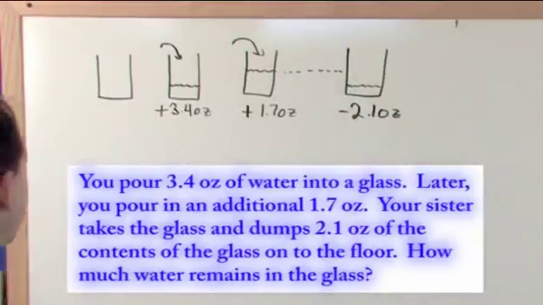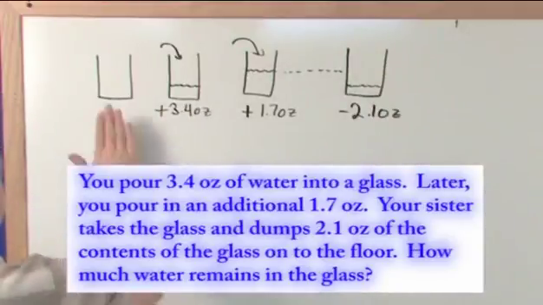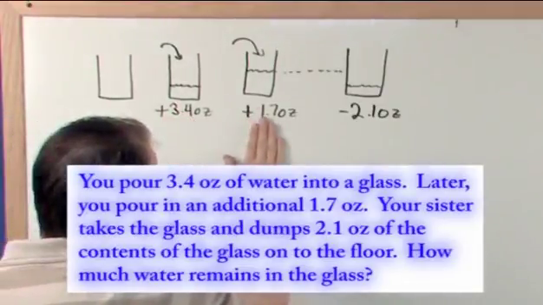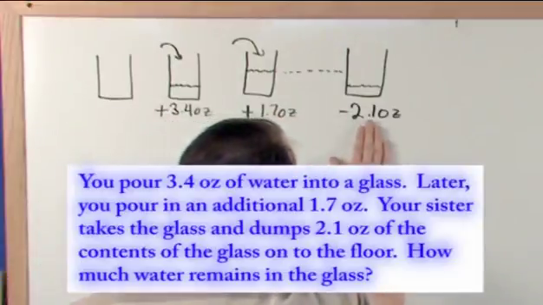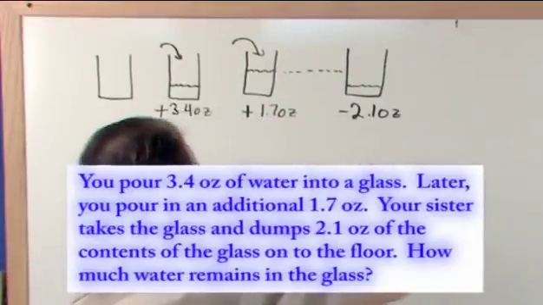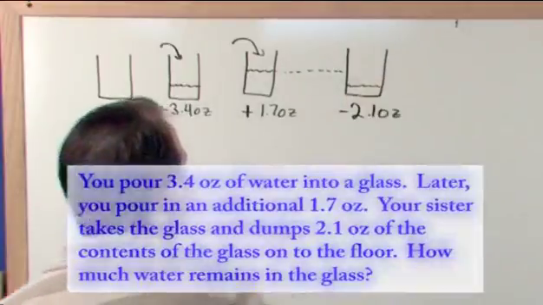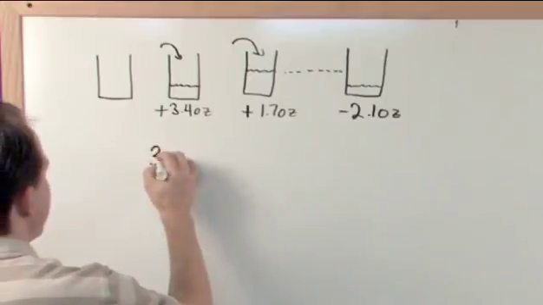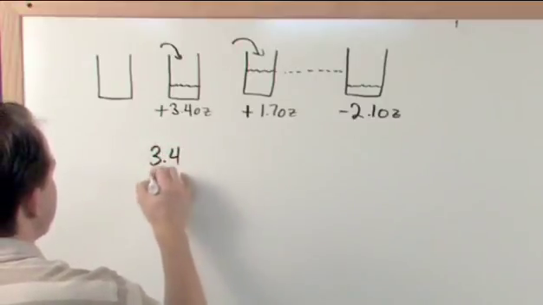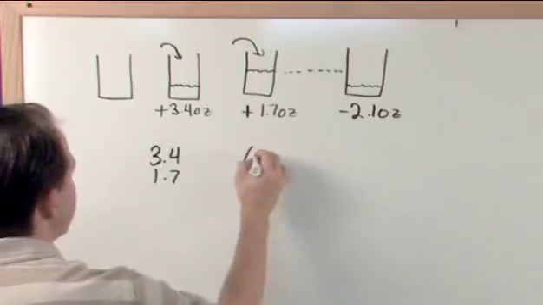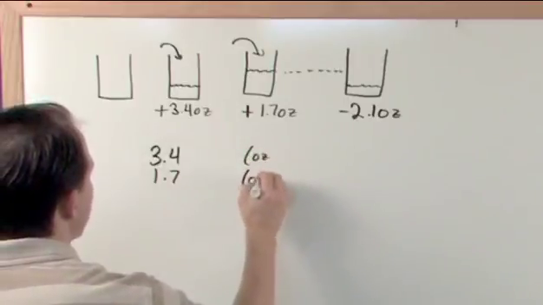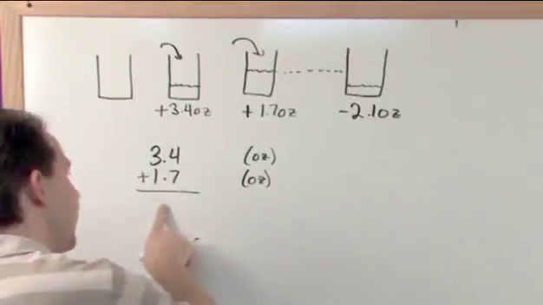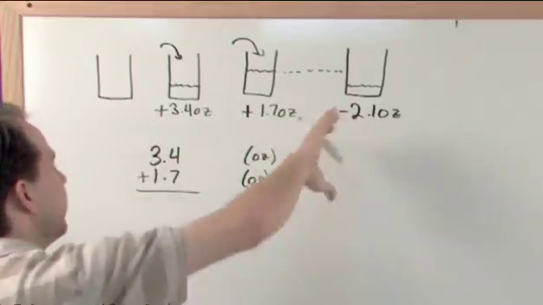Okay, so I drew it like this on purpose to show you what's going on. You have an empty glass, put 3.4 ounces in, add another 1.7 ounces, and then subtract out 2.1 ounces because you pour it out. That means you subtract it out, and then whatever's left over is going to be the answer. Okay, so let's do that. Let's say you're adding 3.4 ounces to 1.7, and these are ounces of water. You're adding these in. So let's do that first. We're going to add these two first, and then when we get the answer, we're going to subtract off however much we poured out.